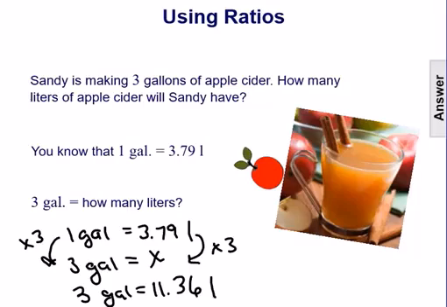Again, these are just all different situations and scenarios where we're using ratios to convert from the U.S. customary system to the metric system. It's just a way to convert between the two, and it's very useful when you're going from country to country, or you're even talking to someone and seeing what they're talking about from country to country.